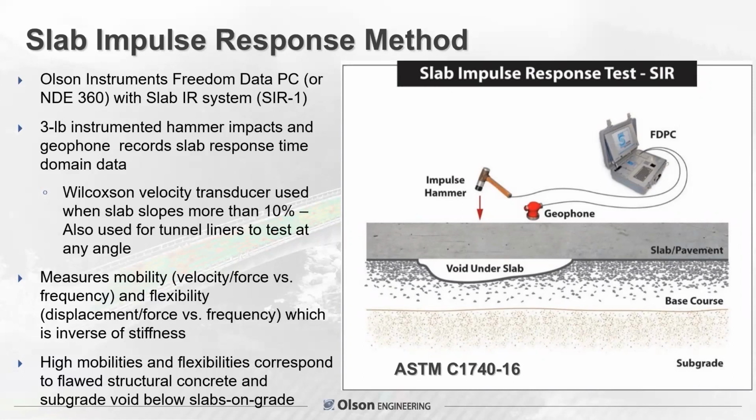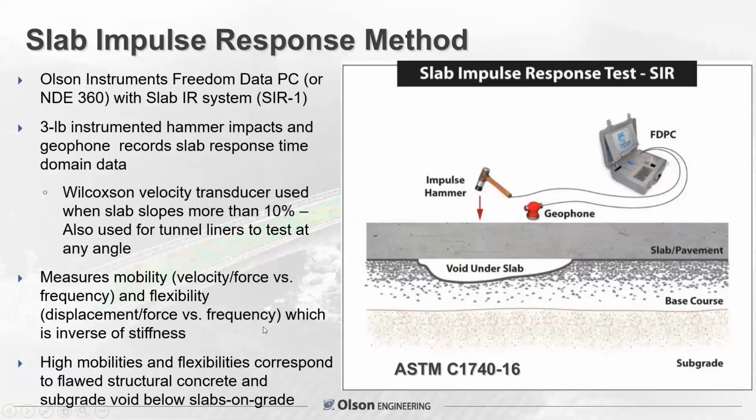If you're testing an angled wall, say, or a tunnel where the slopes are more than 10%, you can use a Wilcoxon velocity transducer and test at any angle. You're measuring mobility, velocity divided by force versus frequency, and flexibility. And the inverse of that is stiffness. So high mobilities and flexibilities correspond to flawed concrete. It's been extended to be used for finding problems in structural concrete up to 2 feet per the ASTM standard, such as void and honeycomb.